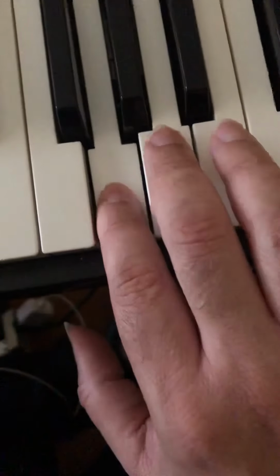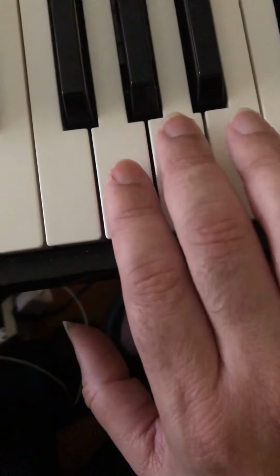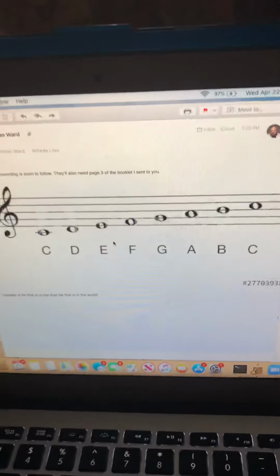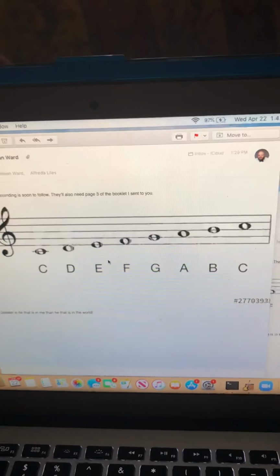Whole step. There you go. Okay, very good. To look at it in notation, I'm going to try to put this up here. I don't know if you can see this or not, but there we are.